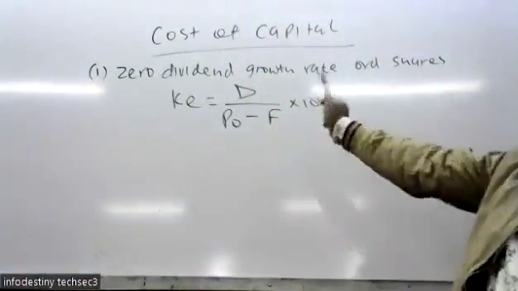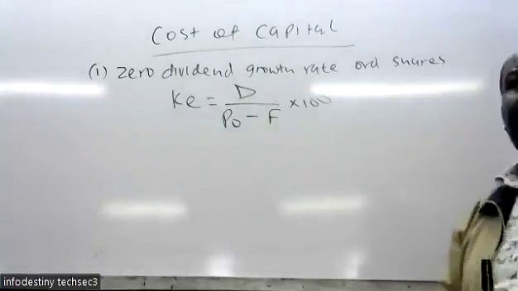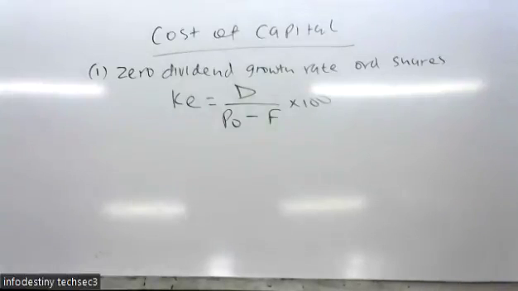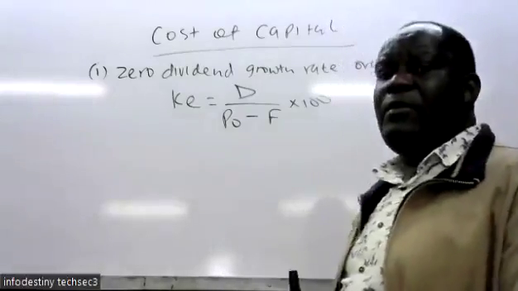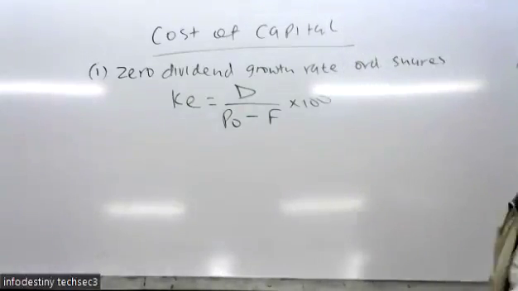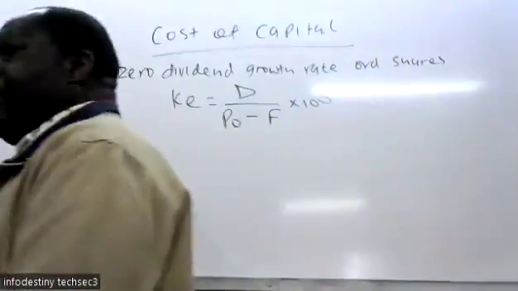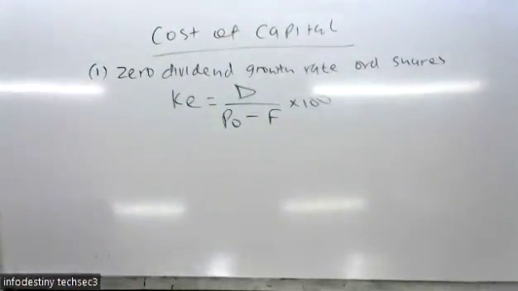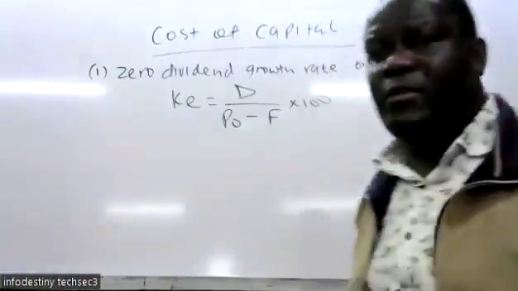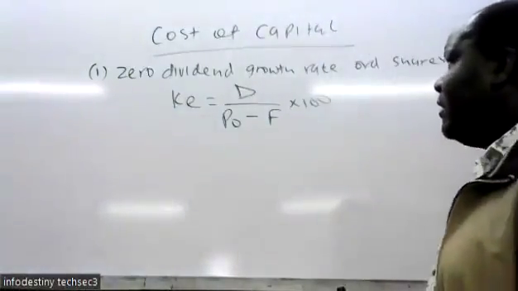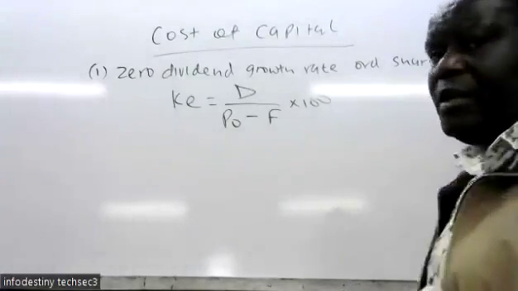D is the dividend per share. P0 is the market price of the share. F will be the flotation cost. That's now how to get the cost of the 0 dividend growth rate ordinary share.